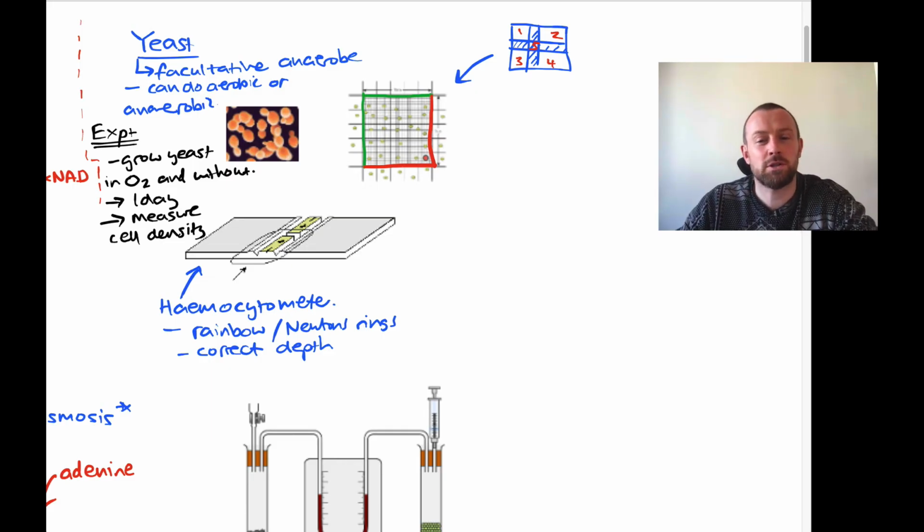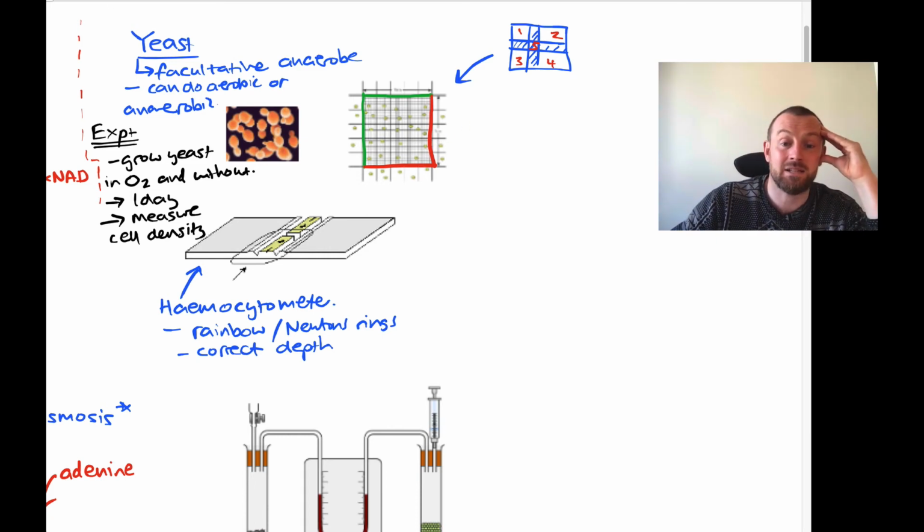And then basically you can use some maths to work out the number of cells per cubic centimeter, okay? Because this is a set volume, so you use some maths to work out the number of cells per cubic centimeter, which gives you an estimate of how well the yeast has grown. So remember, this is all about an experiment, growing yeast.